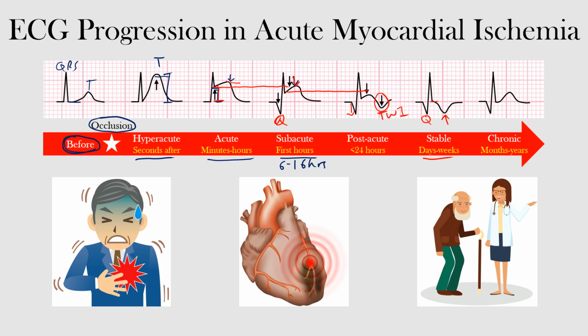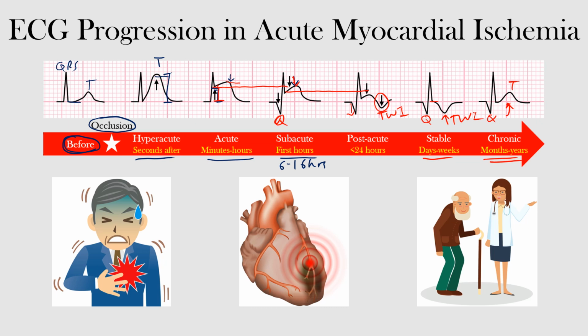So in that chronic phase, usually months to years, they'll come back upright, okay? So we go from T wave inversion, okay? And eventually the T waves will become upright. But notice that our Q wave is still remaining there. So hopefully that makes sense.